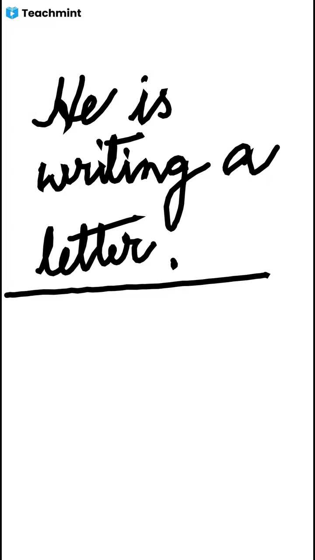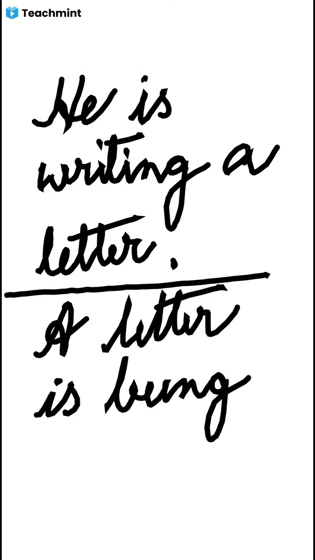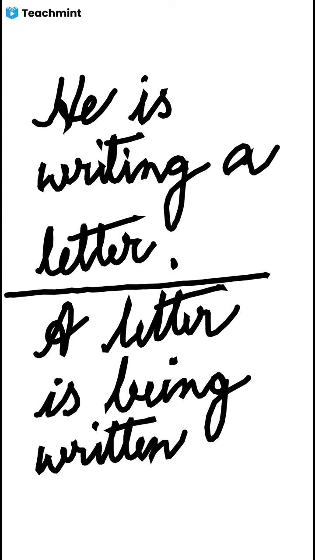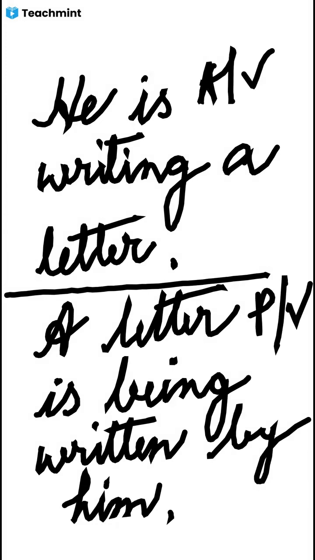Now, if we want to change it into passive voice, what should be the answer? Object will be written by him. A letter is being written by him. Yes, very good. Is being written by him. Yes, this should be the answer. So this is active voice, and this answer is a passive voice.